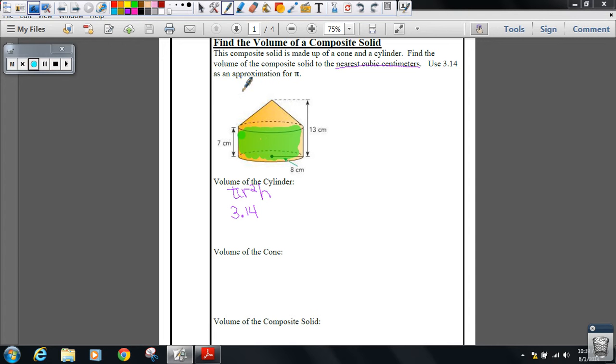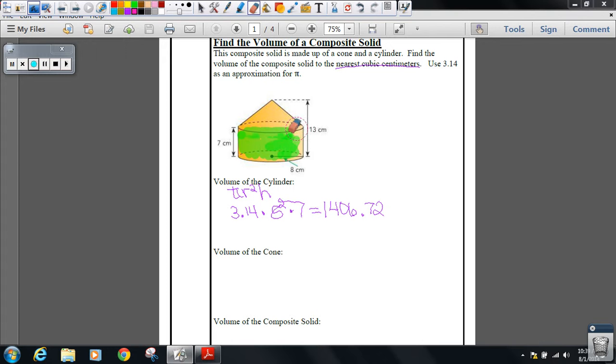So in order to do that, my radius of my cylinder down here is 8. So 8 squared times the height, and I only want the height of my cylinder. So only the cylinder height is 7. So then I calculate that out and I get 1,406.72. And you don't want to round until the very, very end. So now I find the volume of the cone.